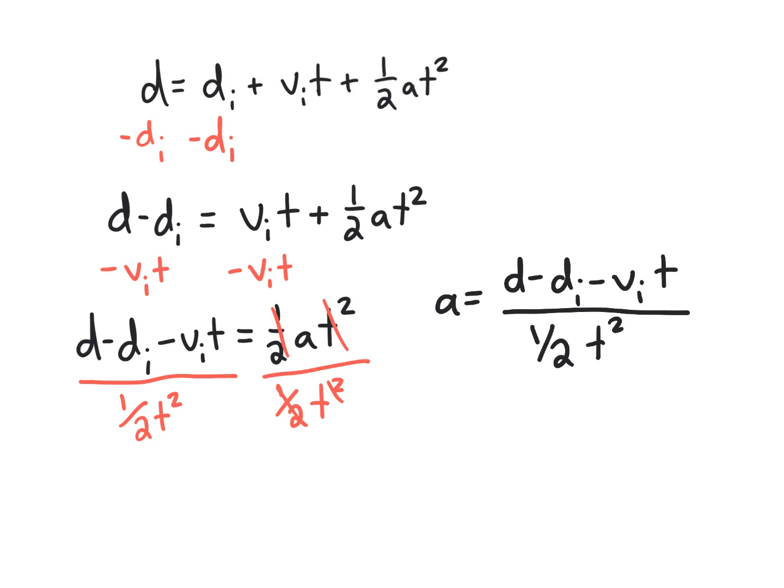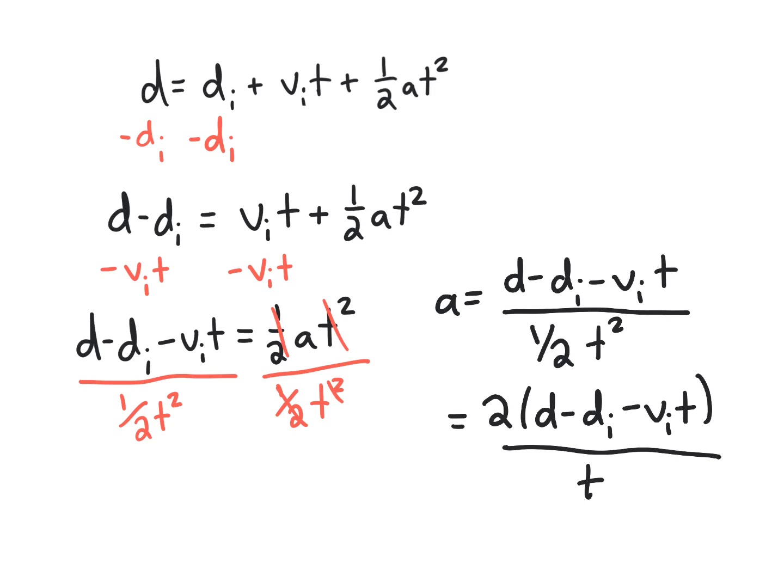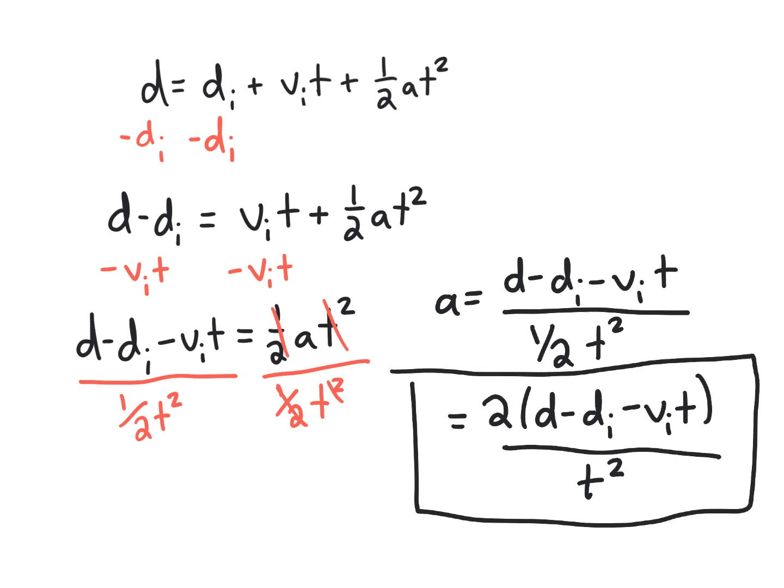For example, that half, if I'm dividing by a fraction, I'm multiplying by its inverse. So I could move that 2 up top and get 2 times d minus d sub I minus v sub I times t divided by t squared. These are just algebraic equations, so whatever manipulations I feel comfortable doing, I can do. All right. So that would be how I would solve for acceleration, given my distances, given my velocity, given my time.